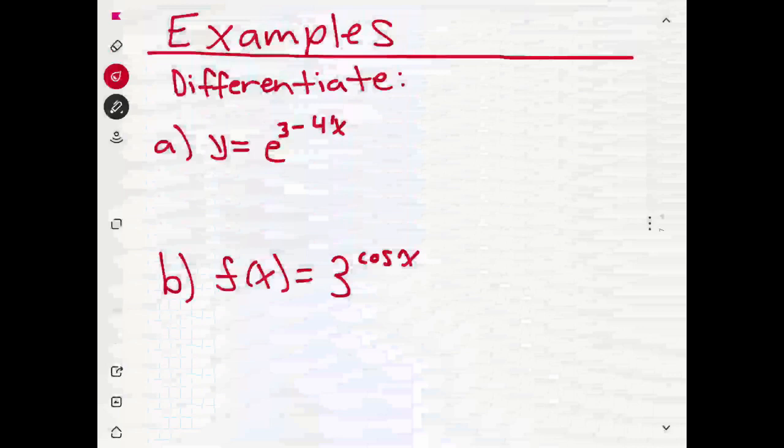For the second one, we see f of x is equal to 3 to the power of cosine x. There's definitely a chain rule, and you also have some of your trigonometric rules for differentiation kicking in as well. So let's start off by answering A.